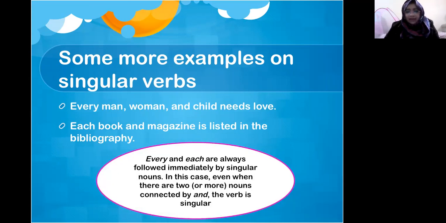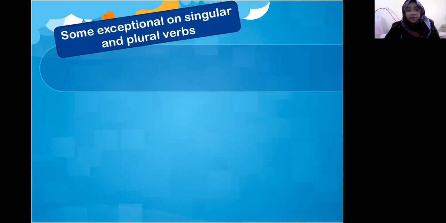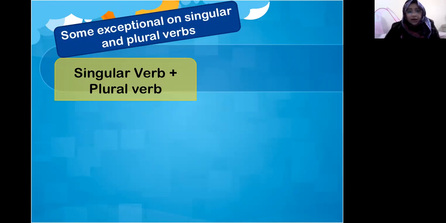All right, the same thing has been explained here. Every and each are always followed immediately by singular nouns. In this case, even when there are two or more nouns connected by and, the verb is singular. Fine. Now, some more exceptions on singular and plural verbs. Now, let's see.